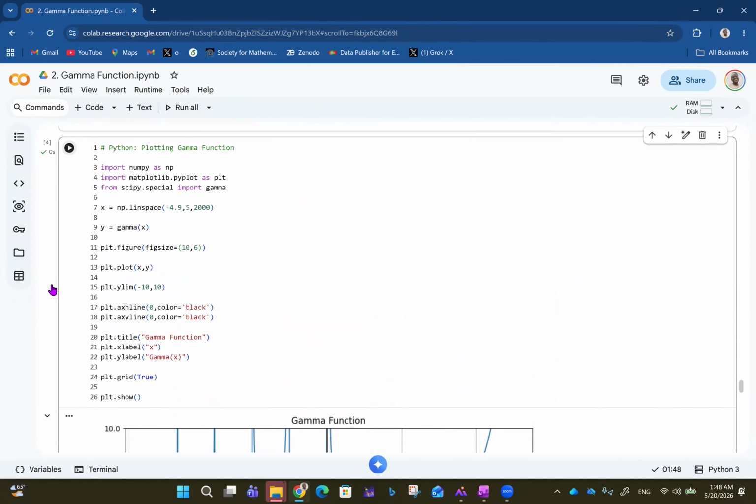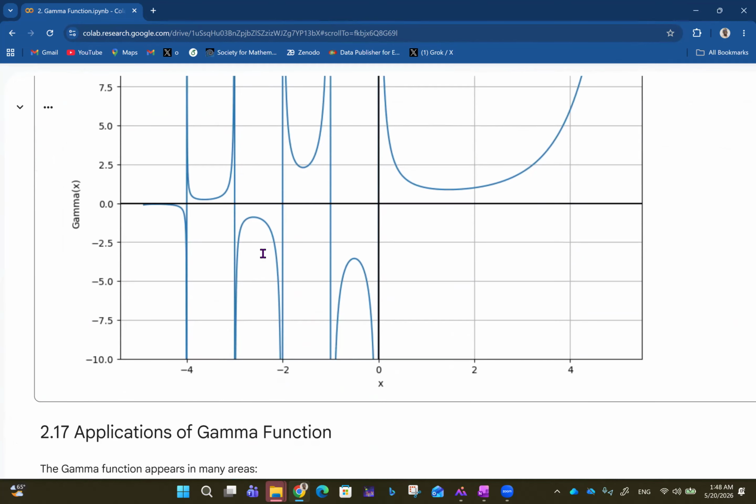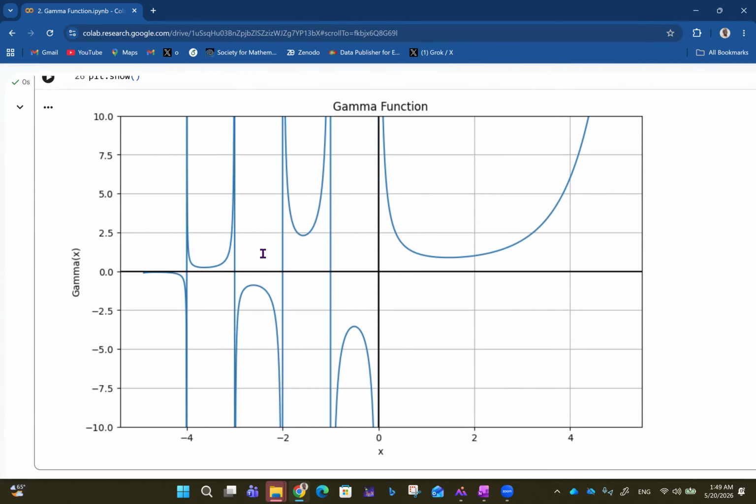So this is what that looks like. When you plot the gamma function, so see the range minus 4.925, within a very short range because it can be quite wide. So you have this whole thing, this gamma function now.